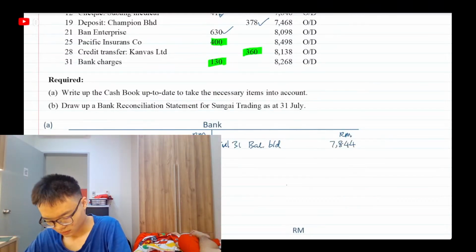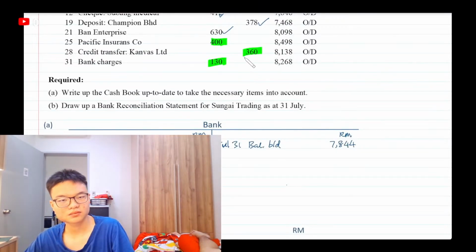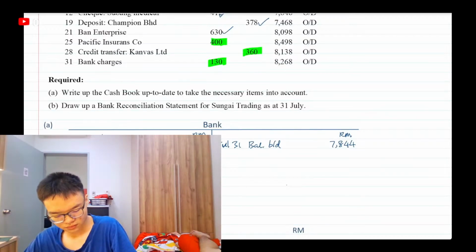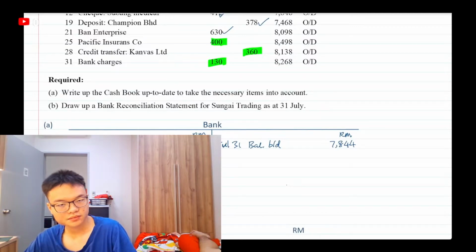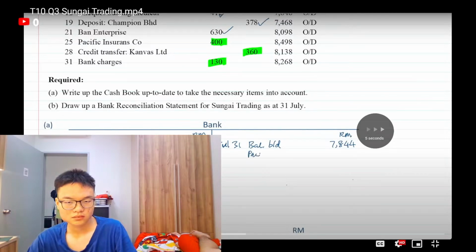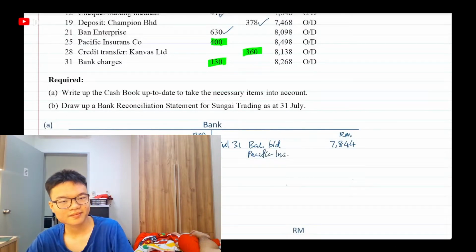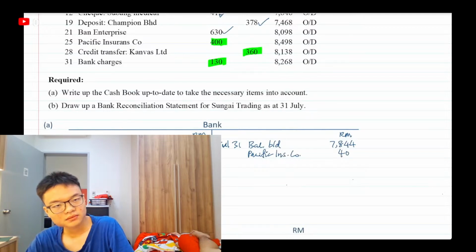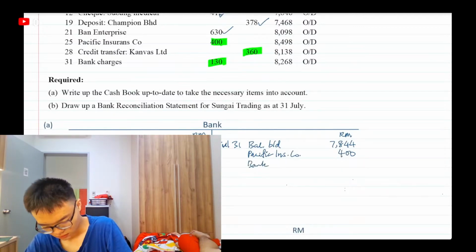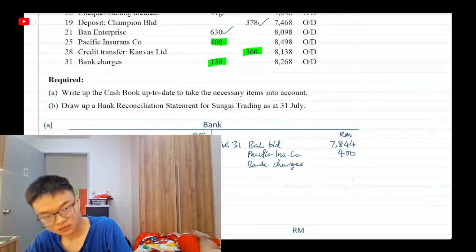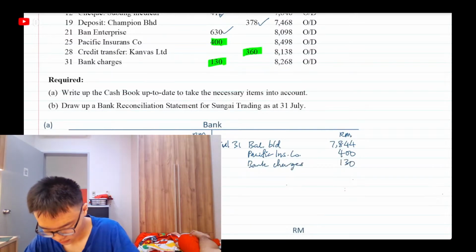7,844 ringgit. Now the first thing I put is the receipt, 360 ringgit here. This is a credit transfer from Canvas Limited, no page to write, so I just put credit transfer. Also, insurance company, 400 ringgit. So payments are recorded on the credit side of your cash book, and another payment for bank charges. $130.